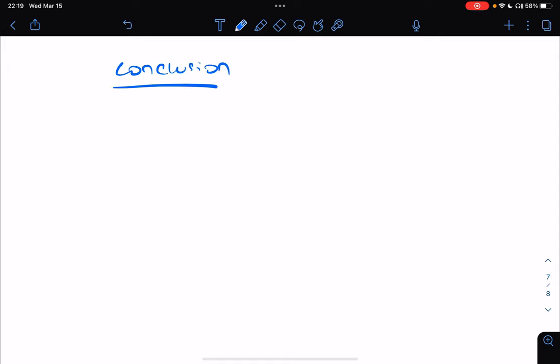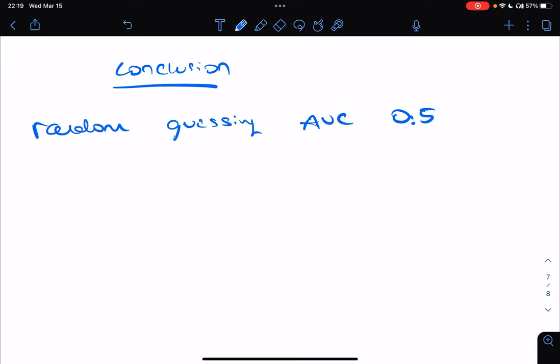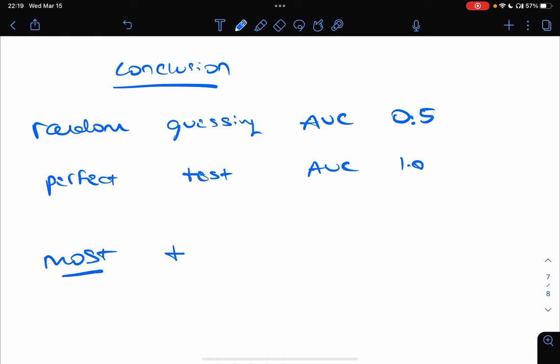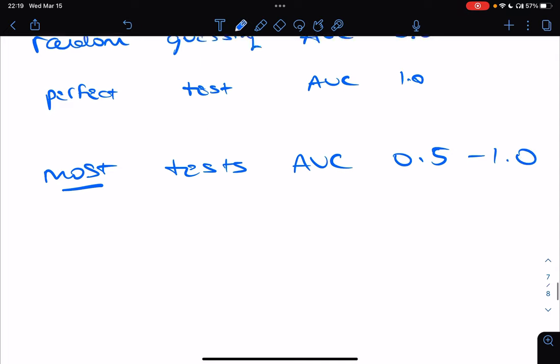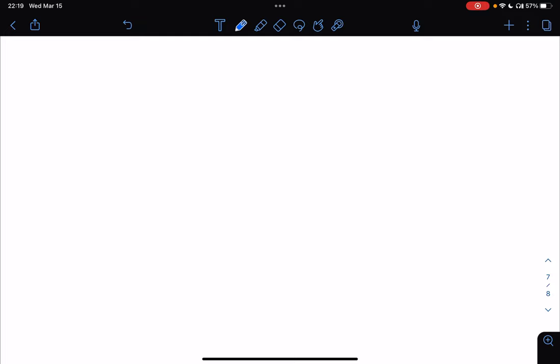And so basically what I'm saying is that random guessing has an AUC of 0.5 and a perfect test has an AUC of 1.0. And so what I'm really trying to get at is that most tests have an AUC of 0.5 to 1.0. And so now we get into applying it to the USMLE, which is why we're here, obviously.